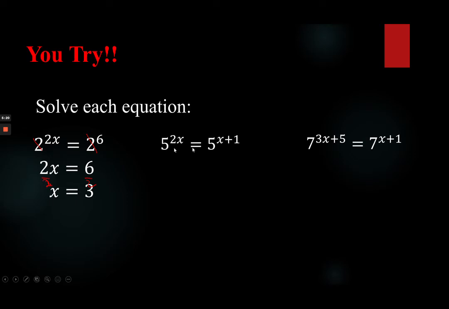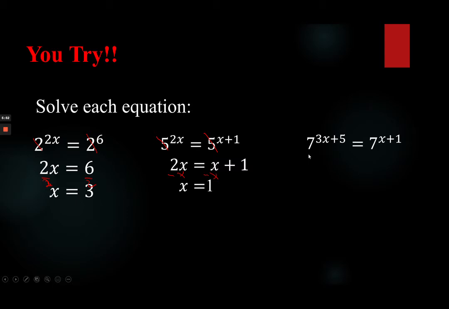Here is another example. 5 raised to 2x is equal to 5 raised to x plus 1. You just cancel your 5, and so you have 2x is equal to x plus 1. Subtract x from both sides, and so you found your answer. 2x minus x is x, and then bring down 1, x plus 1. So x is equal to 1. That's the value of x that makes both sides equal.